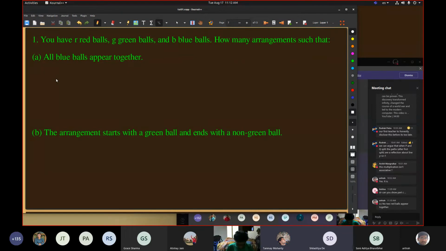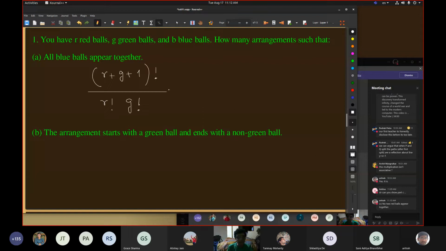Yes. So this is easy, right? Because since all the blue balls appear together, just treat them as a single object. And then you have R red balls, G green balls, and one object like all blue balls together. So the answer is R plus G plus 1 factorial over R factorial G factorial. And 1 factorial is there that you don't need to worry about.